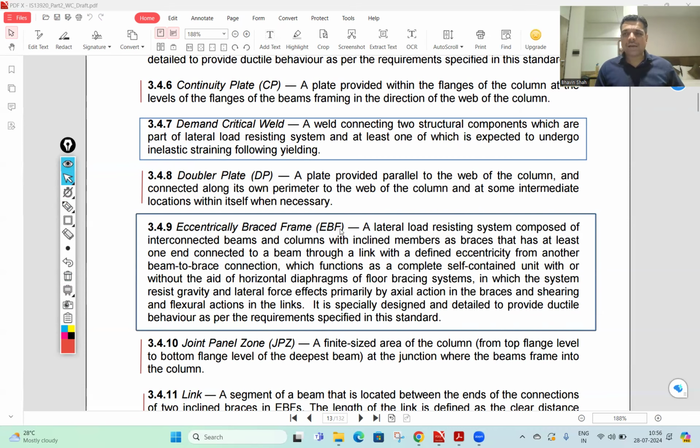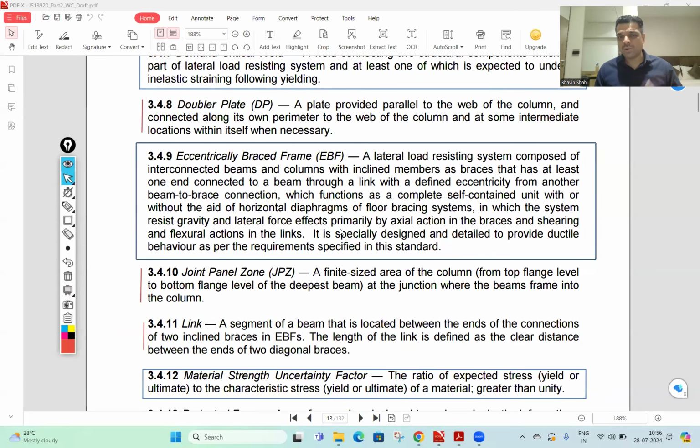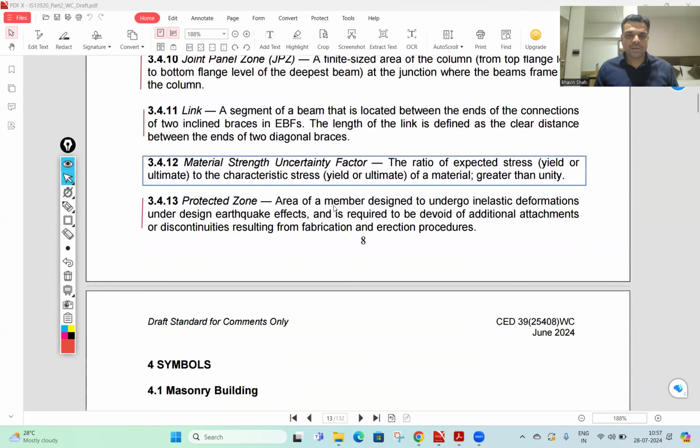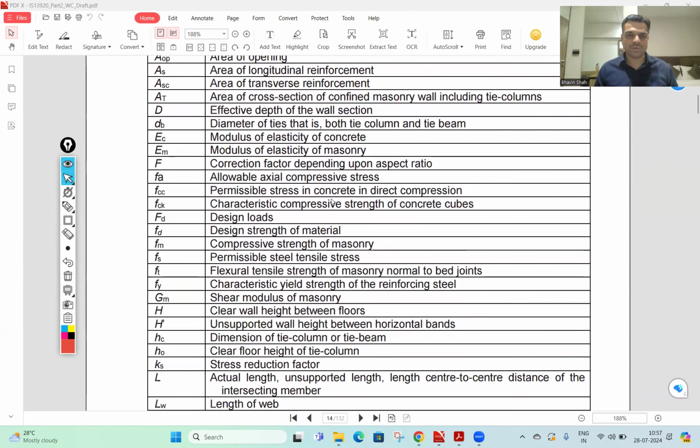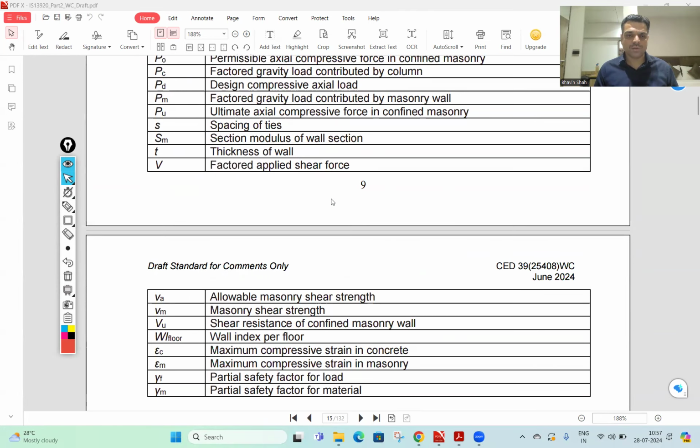Eccentrically braced frame: of course, I have talked about these frames several times when the draft document was published for the ductile detailing of steel structures, and I have made several comments on this. The same thing is now reproduced in this document, so my comments remain the same on EBF. Material strength uncertainty factor is added for the steel structures. It's the same concept as IS 18168 2023.